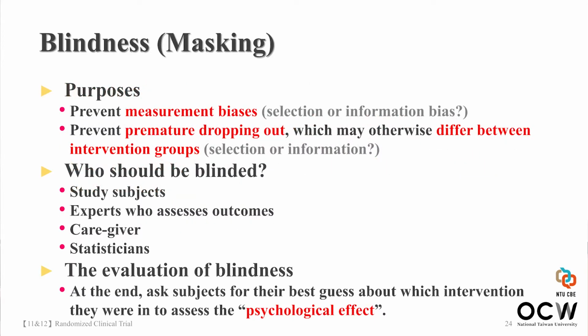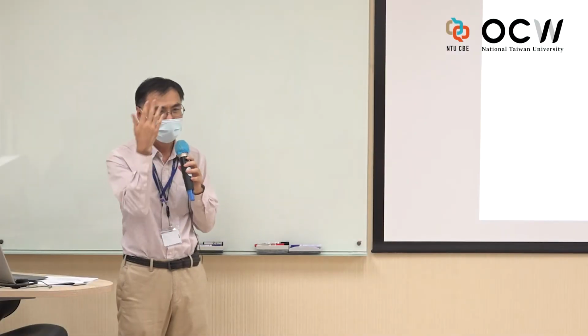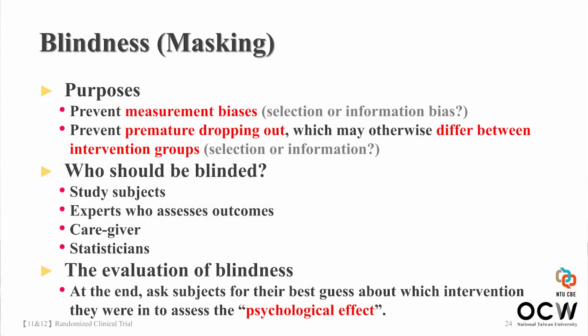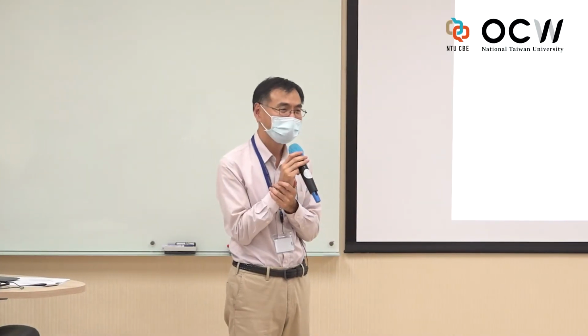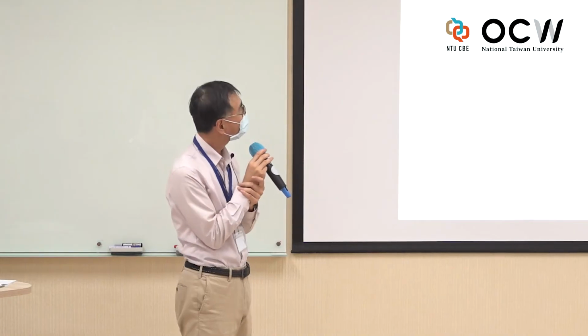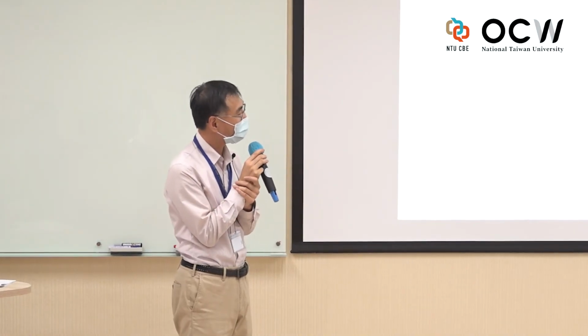Blindness will be the other skill which is very useful, and some people call it masking of blindness. The purpose is to prevent measurement bias. Okay, so is it information bias or selection bias? So if you learn it, think about it. What is so-called measurement bias? Is it selection bias or information bias?